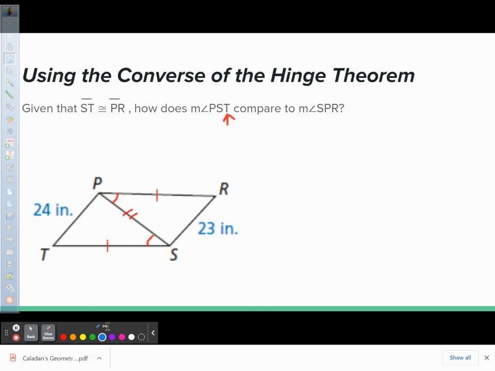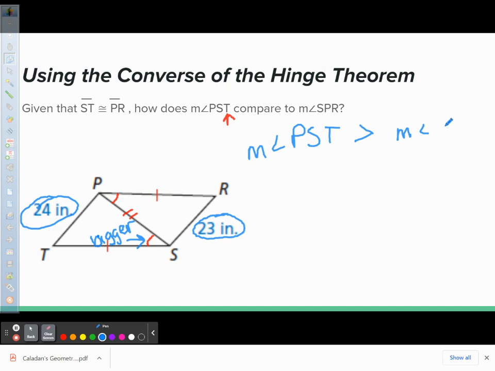So in order to compare them, we've got to compare the opposite side. Well, here's this angle. There's this opposite side here, which is 24. And then with this angle, the opposite side is here, RS, which is 23. Well, notice that 24 is bigger than 23, so PT is bigger than RS. Well, since this side's bigger, then that means its opposite angle, this angle here, is bigger than the other angle. All right, so that would say that the measure of angle PST is greater than the measure of angle SPR.